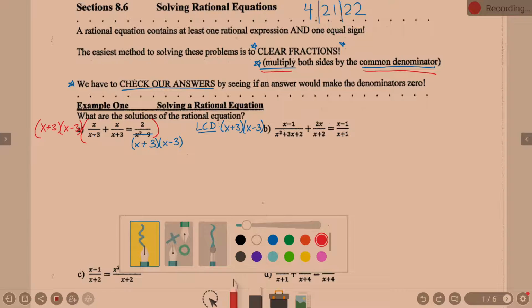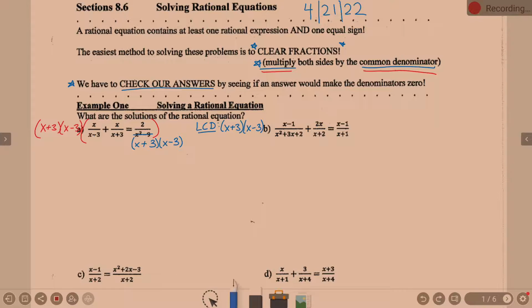So first thing I'm going to do is I'm going to kind of spread my equation out so I can show this. So I'm going to have x over x minus 3 plus, I'm going to leave a gap so I can put what I'm multiplying. Then x over x plus 3 equals, and I'm going to leave a gap so I can put what I'm multiplying by. And then it's the 2, and it was over x squared minus 9, but I'm going to put it as x plus 3, x minus 3.